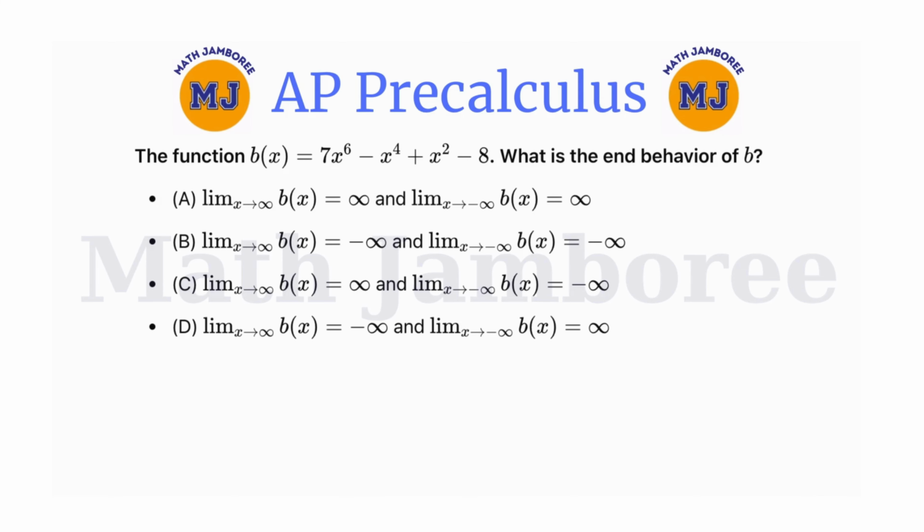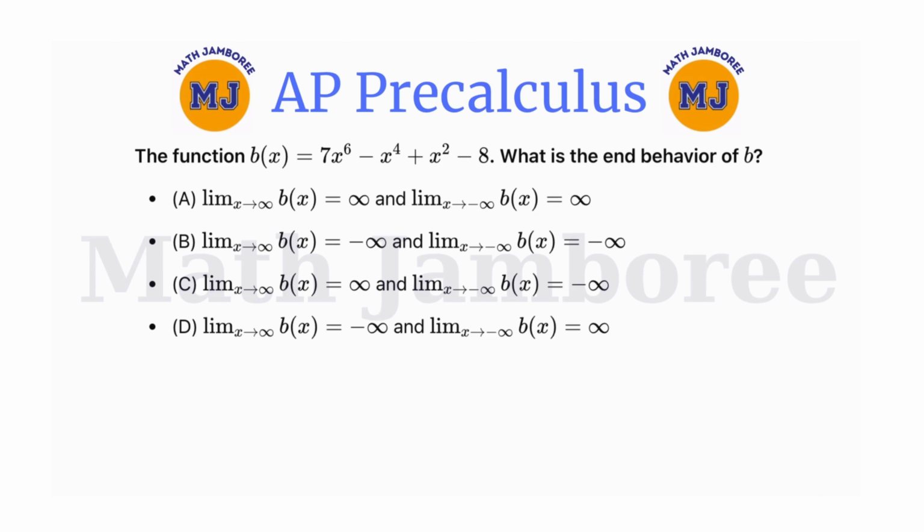In this video, we have another AP Precalculus type of question from the topic of polynomial functions and end behavior. Let's solve it together. The function b of x equals 7 times x to the power of 6 minus x to the power of 4 plus x squared minus 8. What is the end behavior of b?